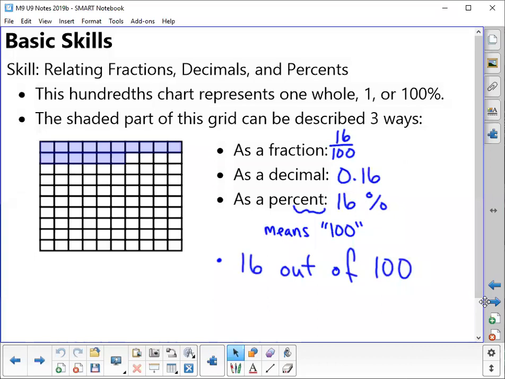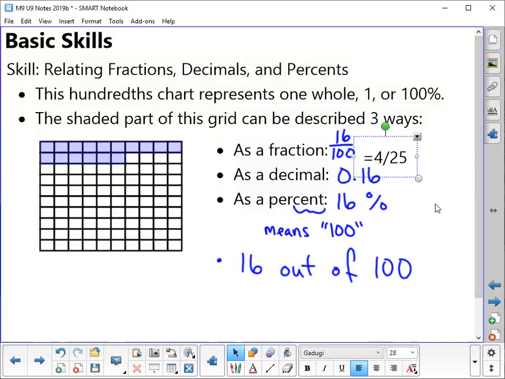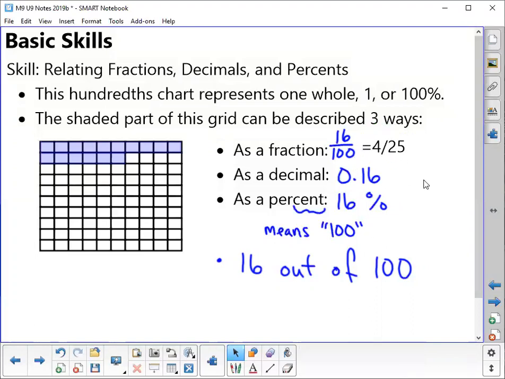So the shaded part of this grid can be described in three ways. There's 16 blocks shaded out of 100. This is a hundreds chart, so there are 100 blocks there. So you can write it as a fraction, 16 over 100. And if we simplify that, what would that be equal to? Both are divisible by 4. So 4 over 25. That would be the simplified version of it, right? So 16 100ths is the same as 4 25ths.